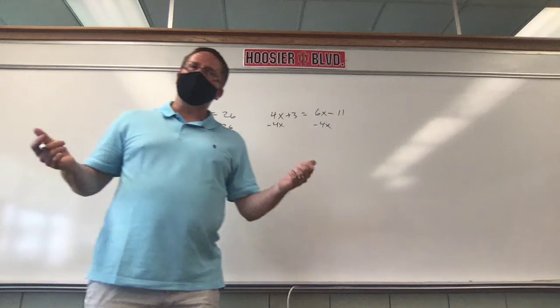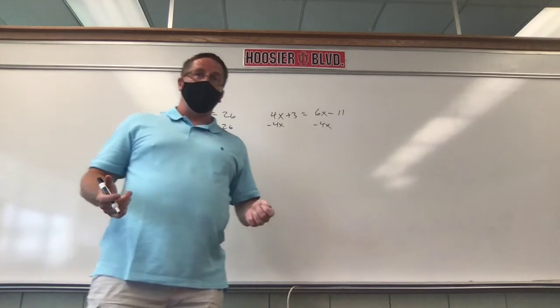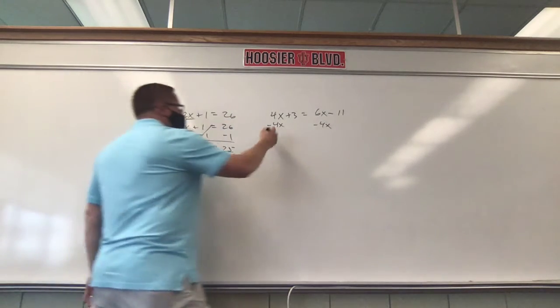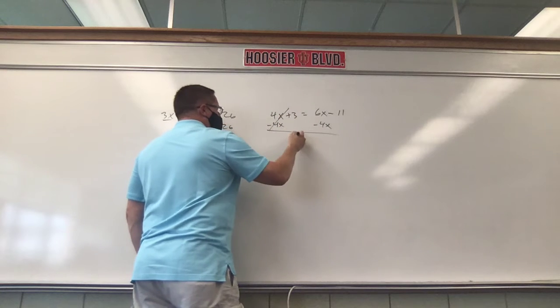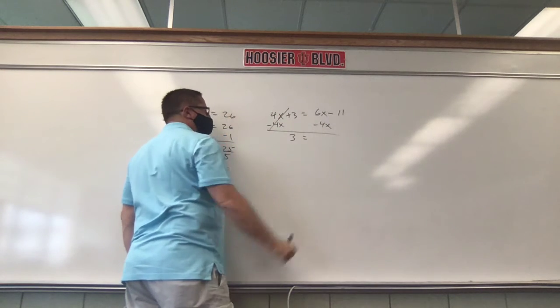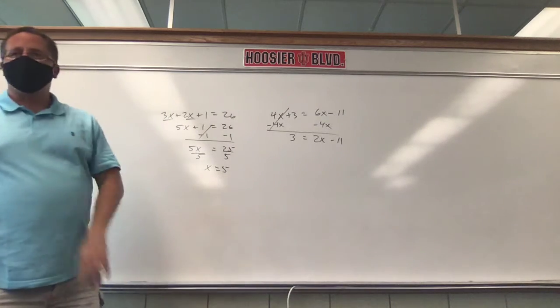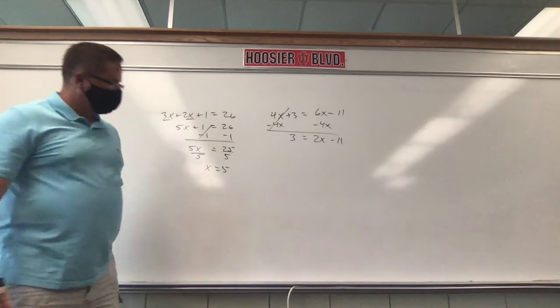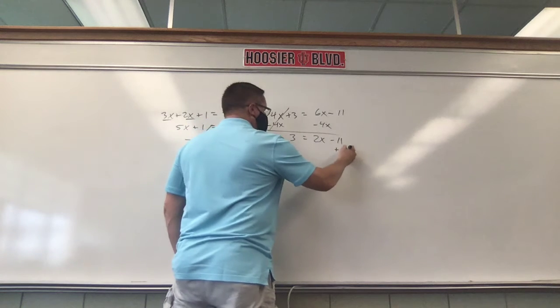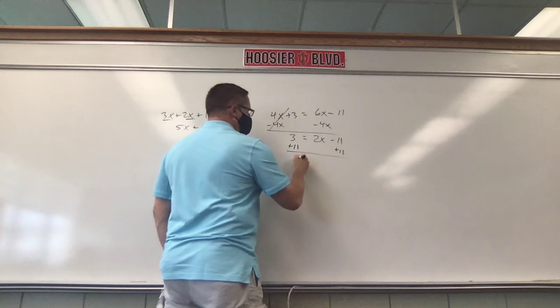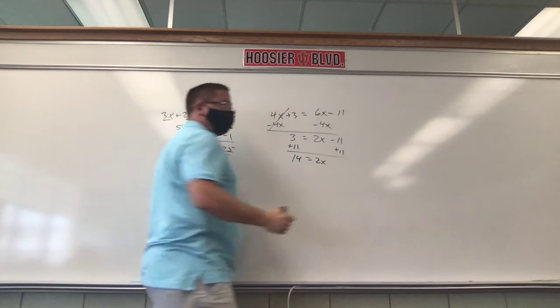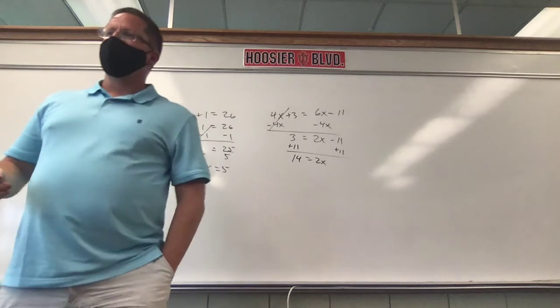So if you have an x on each side, get rid of the smaller one, not the bigger one, okay? If I do that, these cancel, we're left with 3 equals 6x minus 4x, which is 2x, minus 11. And then it's an old problem. Yes, ma'am? You definitely add 11 to each side. We do that, we have 3 plus 11 is 14. Are we all done? No. When are we done? When x is by itself.